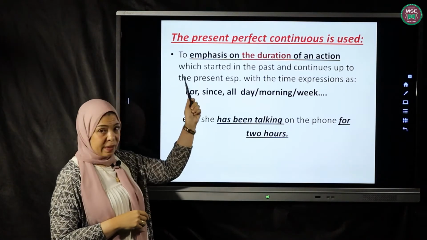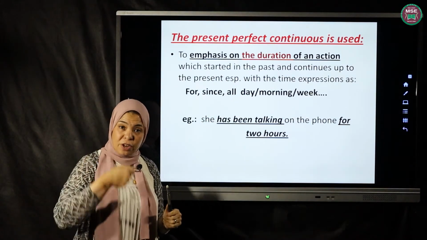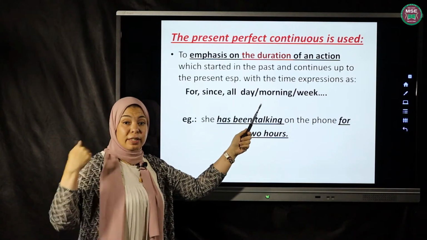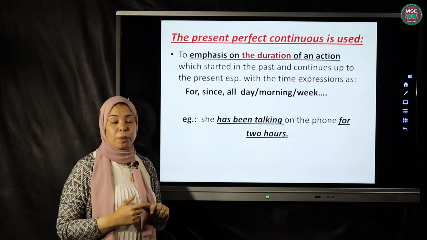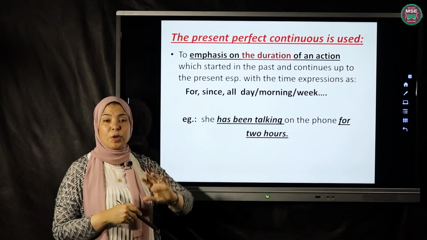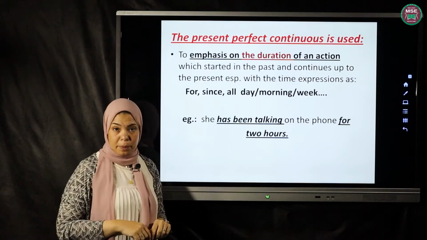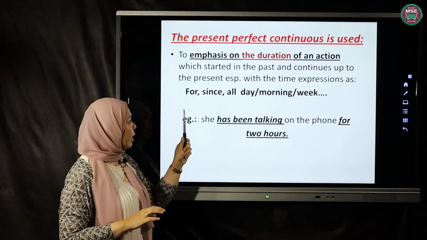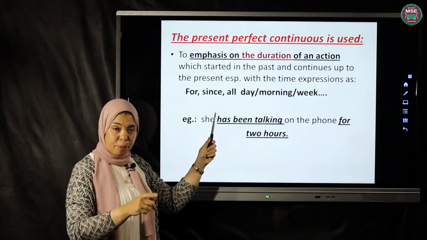The first one here, as I said, is to emphasize the duration of an action. Put the emphasis or the stress on the duration of the action itself, which started in the past and continues up to the present time. With the time expressions, and this is very important to understand and to memorize, the time expressions for the perfect progressive are totally different from the perfect simple, except for since and for. Since and for are common between the two tenses. As you see, for and since are common between perfect simple and progressive.